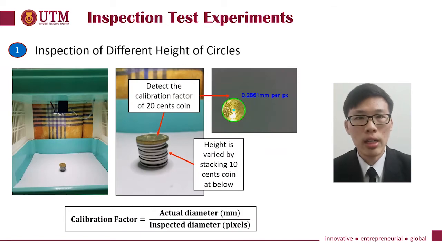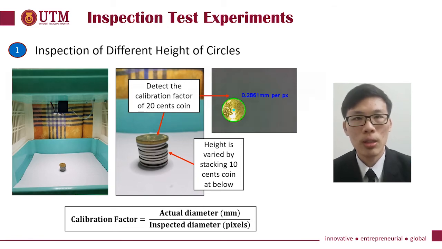So we can see that in this experiment, the system was slightly modified to detect the calibration factor of the 20 cents coin by using the formula shown, and then the height of the 20 cents coin was varied by stacking the 10 cents coin at below. And the 10 cents coin was added one by one until there is a total number of 10 coins stacking at below.